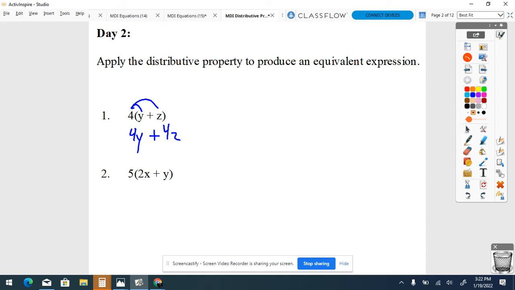All right, so again, your first step should have been drawing arrows. So 5 goes to 2x and 5 goes to y. So remember the arrows mean multiply. So 5 times 2 is 10x. 5 times y is 5y because I have to keep the letters. Then again, I have a plus sign in the middle, so I keep the plus sign. 10x plus 5y. Go ahead, pause it, make sure you have those correct, and then get out your bell ringers.